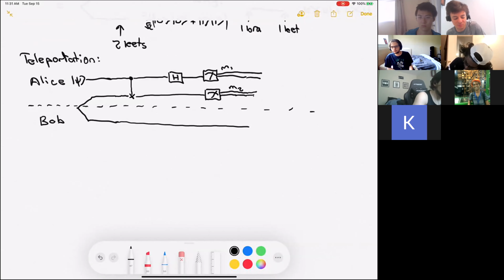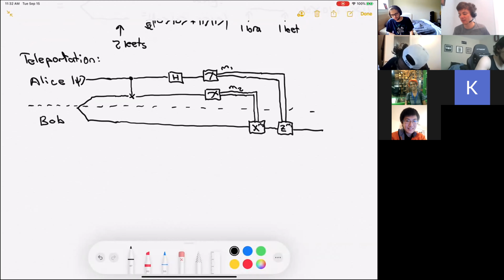And then we're going to apply a phase flip if and only if M1 is equal to 1. Okay, we're left with a qubit here, and I claim that that qubit is going to end up being in the state psi. Okay, everyone clear what the claim of this circuit is?